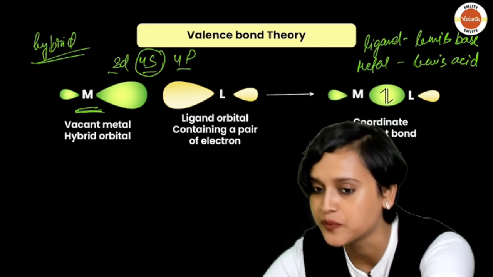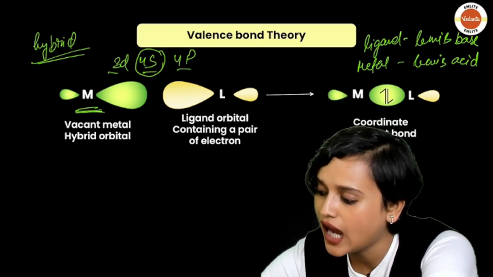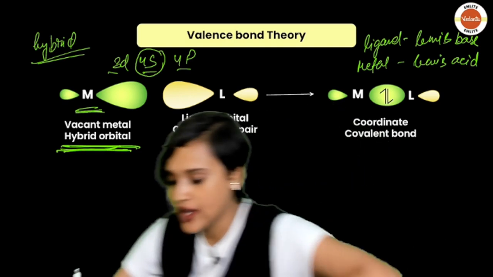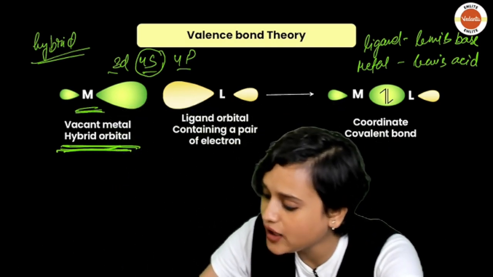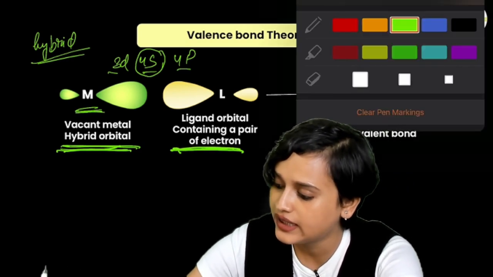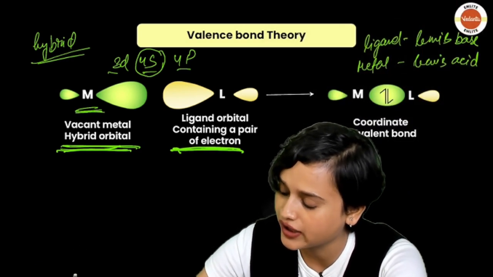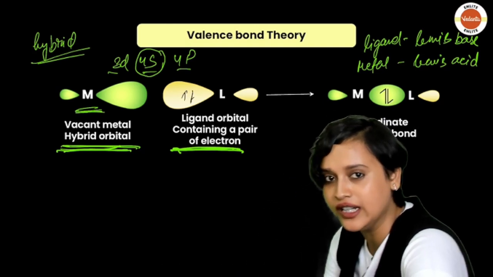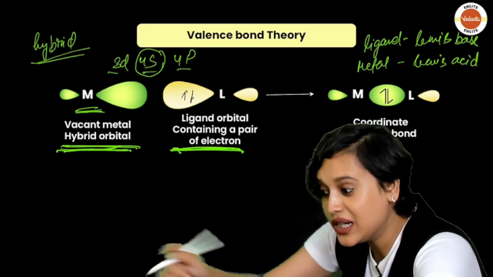What is happening? See, there is a vacant metal hybrid orbital. Yes, now they have hybridized it. It's in the same level. Now see what is happening. The ligand has a pair of electrons, let's say, okay. The ligand has a pair of electrons here. Now see what is happening.